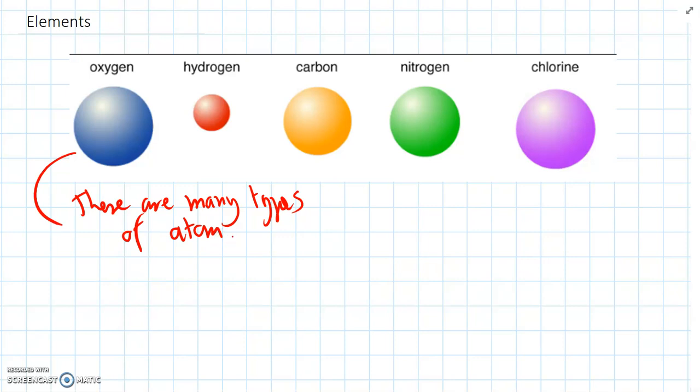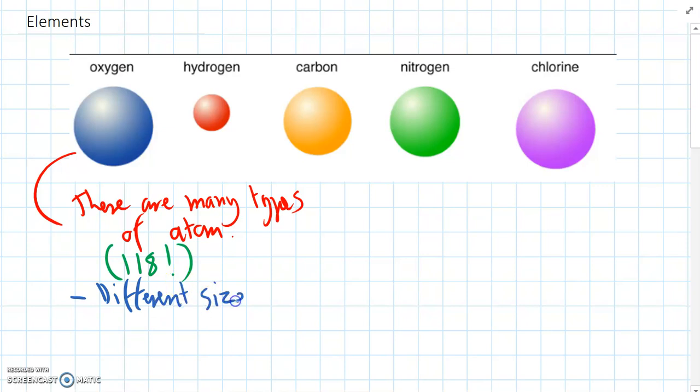And so far, we've discovered 118 different atoms. And we're pretty sure this is as many as there are in the universe. We think 118 is the limit. So each one of these different atoms has a different size, and they have different masses. Some are heavier than others.